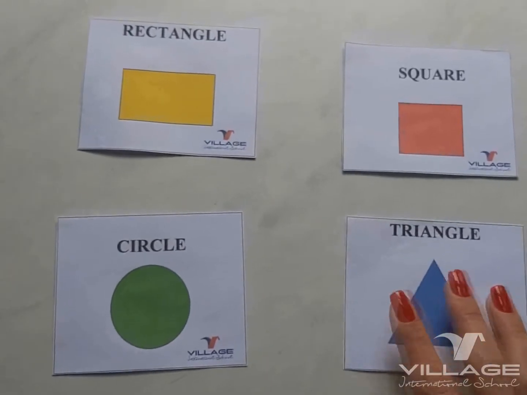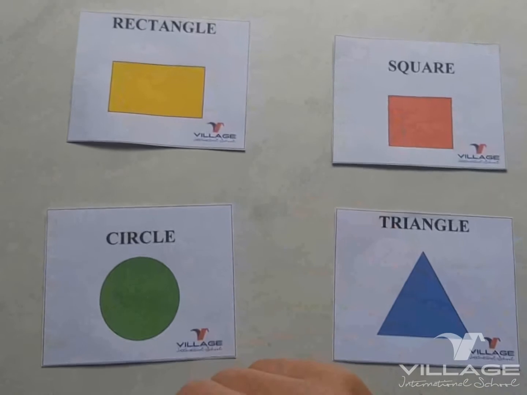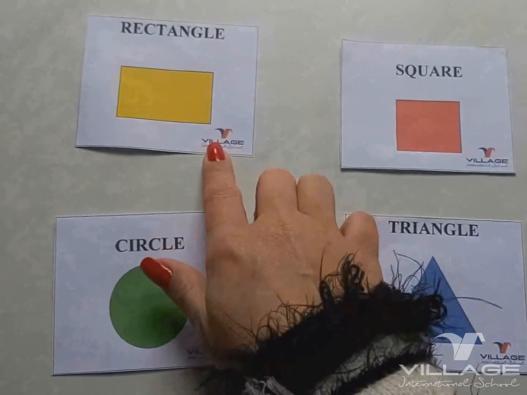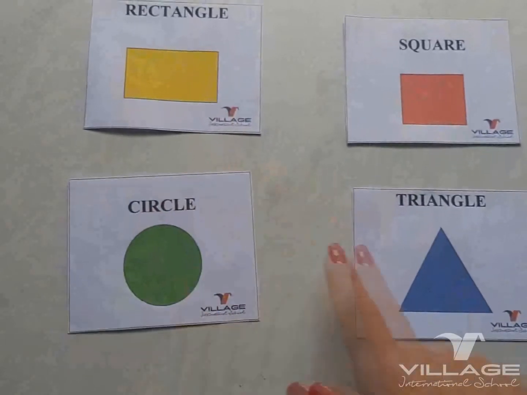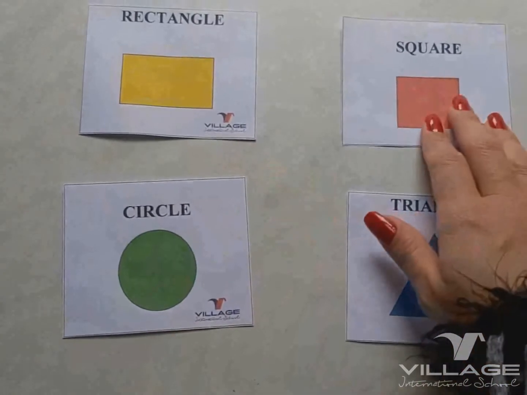I'm here today to talk about the shapes again, okay? But today we're gonna see some objects we can create using the shapes. Let's check. Do you remember the shapes? So let's repeat after me: rectangle, circle, triangle, square.